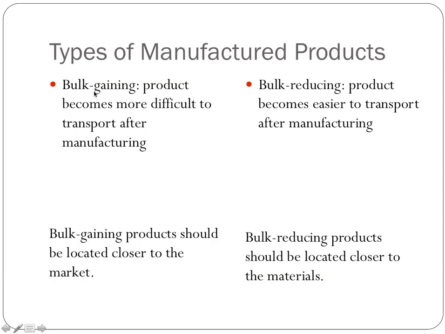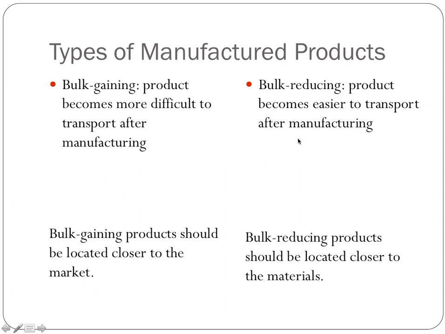So we call these two different products bulk gaining or bulk reducing products. So if products get bulkier after they are turned into their final product, we call them bulk gaining. And we want to produce bulk gaining products closer to the market because we don't want to create a system where we're transporting this bulky good instead of transporting these easier raw materials. So in the case of our brewery, again, much easier to transport water and wheat than it is to transport bottled beer. That would be bulk gaining, and so we want to locate close to the market.